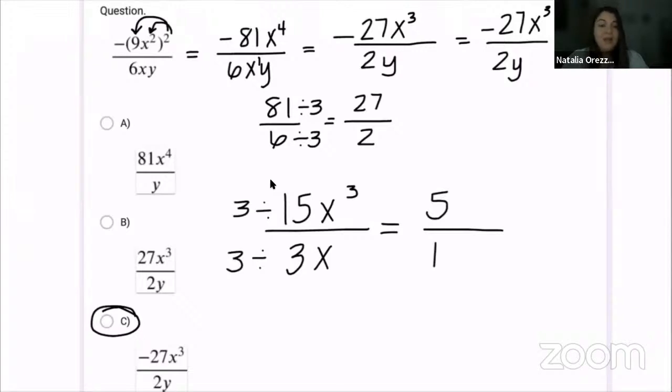Then I move on to my variables. I can subtract my exponents. Here we have 3, and here there's an invisible 1. So 3 minus 1 gives me positive 2. If it's positive, it's going to stay on the top. And that's it. So 5x squared over 1 simplifies into just 5x squared. Okay, so that one is a little more simple, so you can see how to break that down.